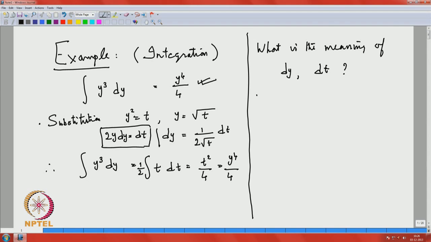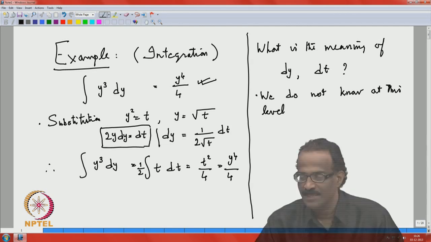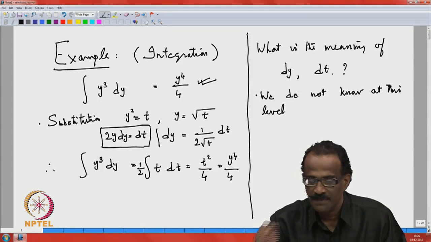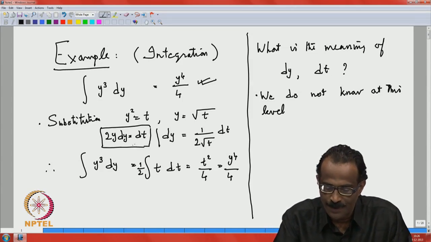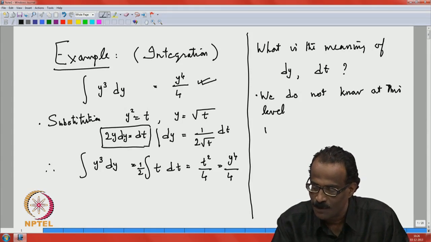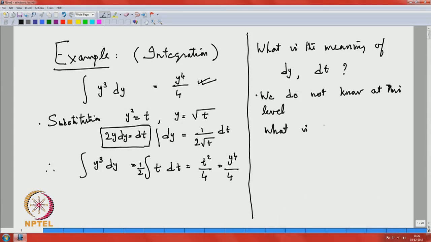In fact, we do not understand this, we do not know it at this level. That is important. When you study advanced topics in mathematics like differential geometry, etcetera, then you do interpret this in a different way, but that is not the thing we have to understand at this stage. So, when you do not know dy and dt, the question is, what is 2y dy is equal to dt?